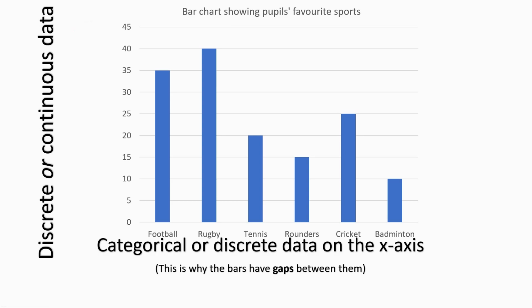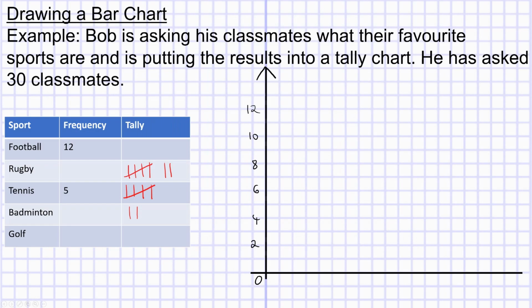It should be frequency up here. We should always label our axes. And what we can see here, this is actually discrete data because there's only a certain number of pupils that like different sports. When drawing a bar chart, we need to remember to label our axes and make sure that we have an even scale on both of our axes.